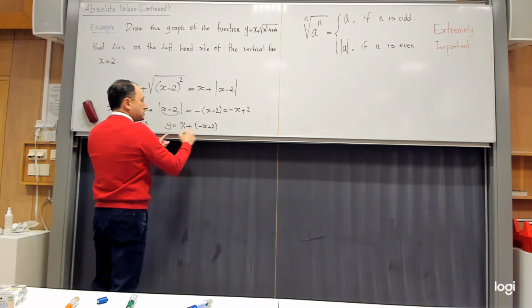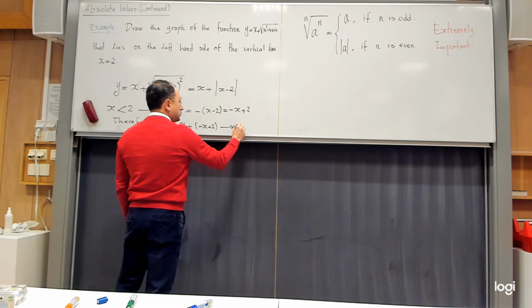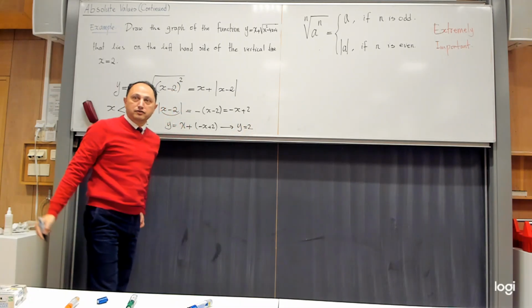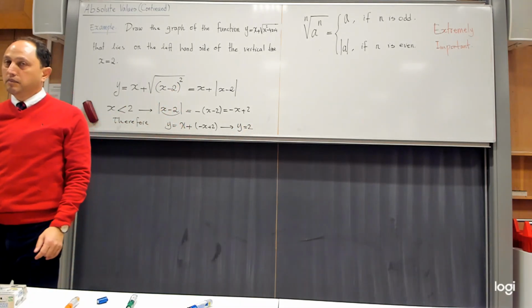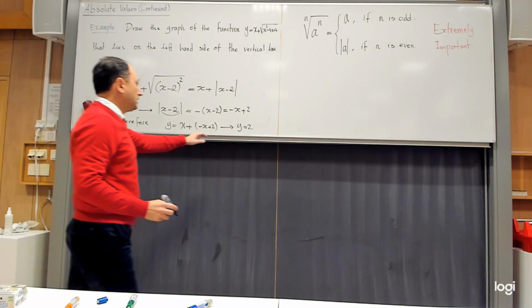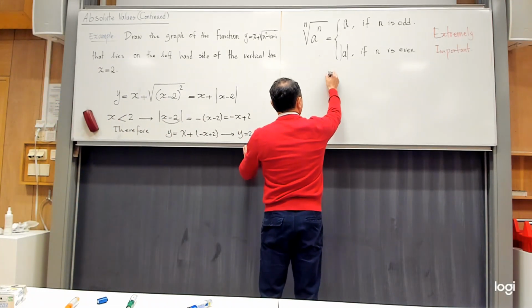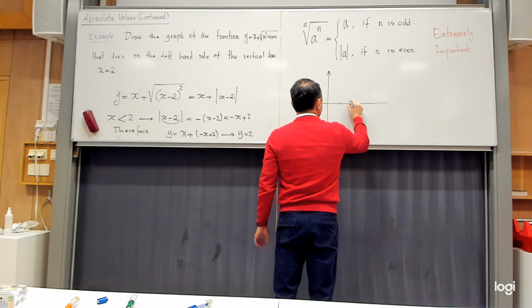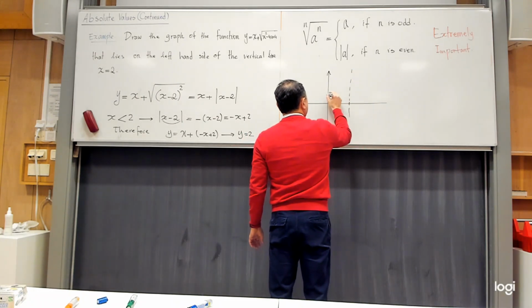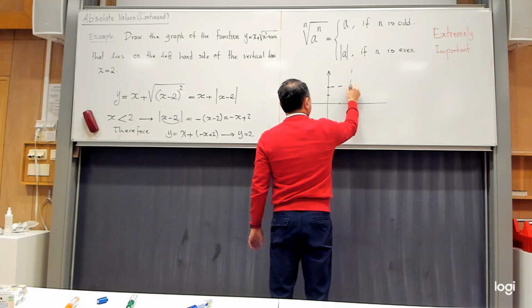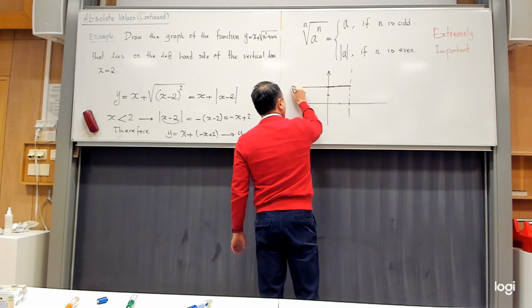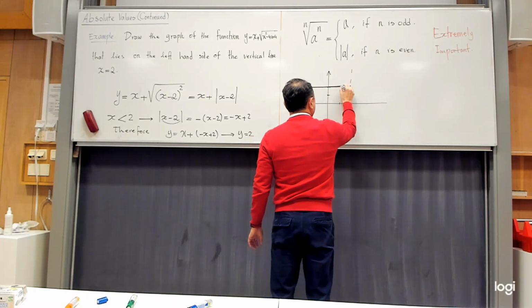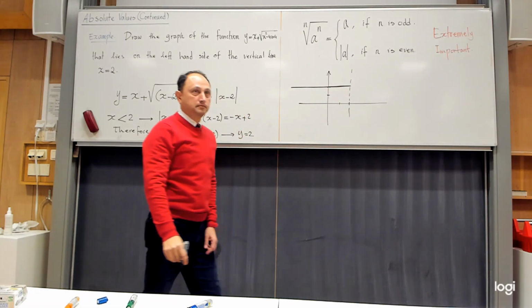So what is the answer? y equals to 2. And is this hard to draw the graph? It's just a horizontal line passing through 2. So if I want to draw that, this would be the graph. If this is 1, this is 2. And here this is 1, this is 2. So this would be the graph on the left-hand side, up to that point.